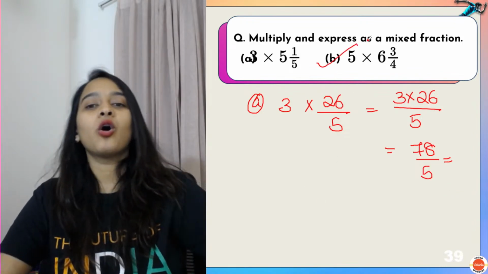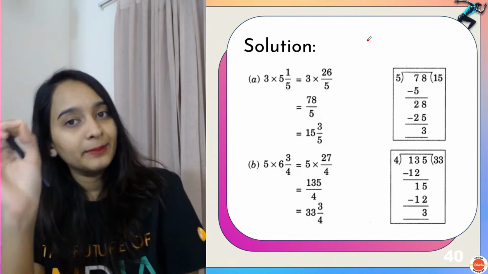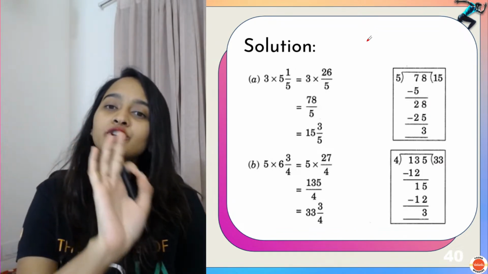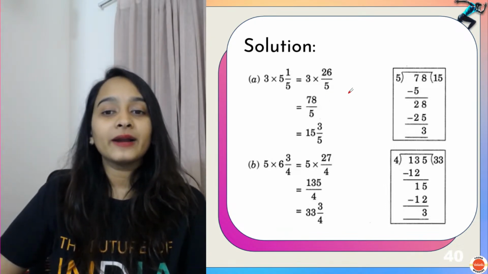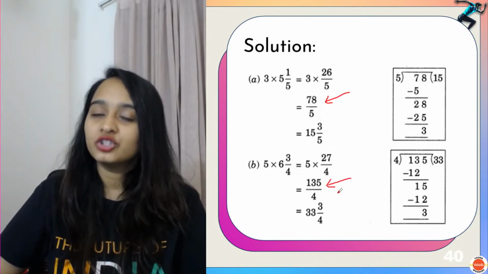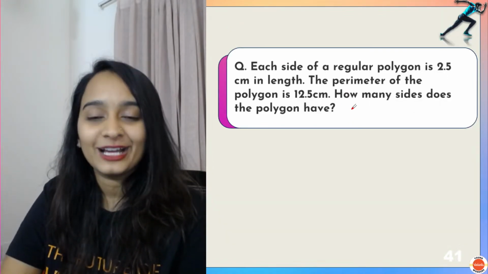Same story for option number B also. Convert the mixed fraction to improper fraction. Multiply the numerator with the numerator and denominator with the denominator. If you are getting an improper fraction, which you will, you should convert that into a mixed fraction.